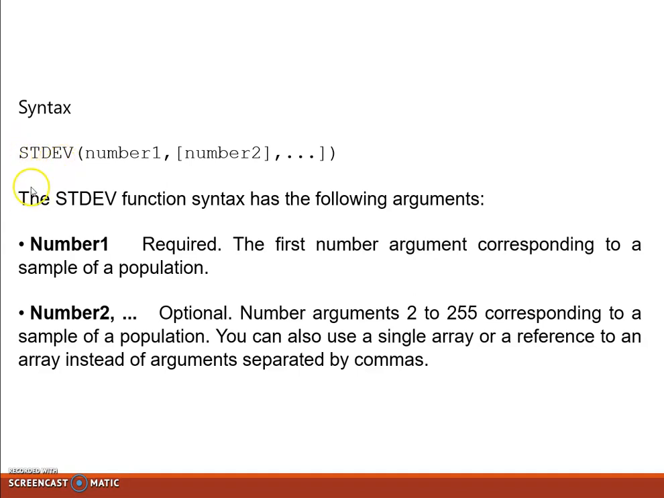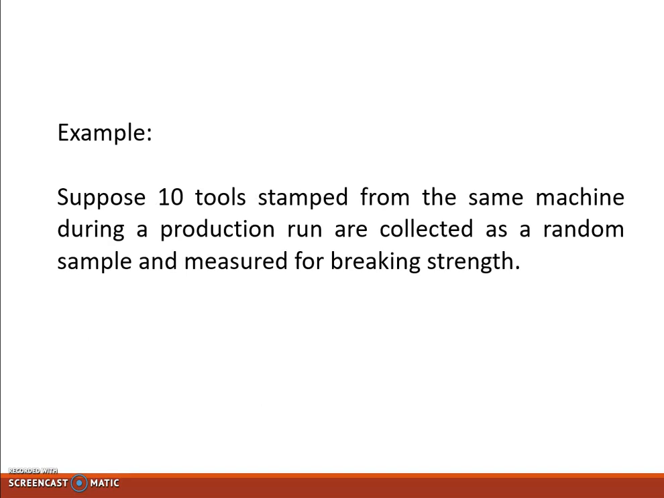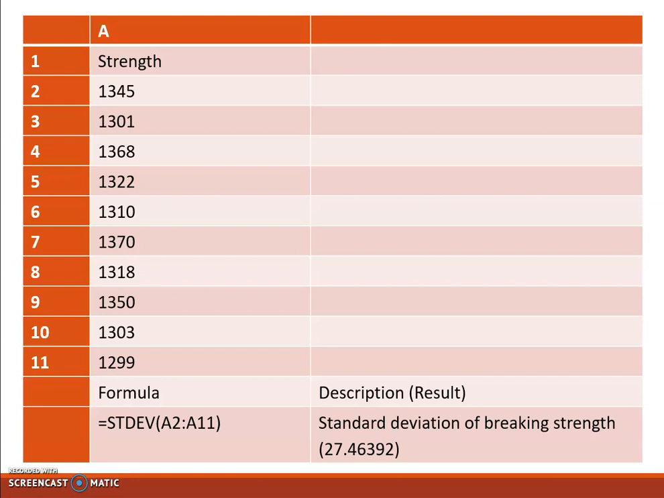STDEV, that is standard deviation, bracket number 1, 2, 3, up to however many numbers you have in the range you want to find out. Let's have an example. Suppose 10 tools stamped from the same machine during a production run are collected as a random sample and measured for breaking strengths. So I have the data something like this, where in my A column I have the strengths and the 11 rows. Now how do I find the standard deviation?